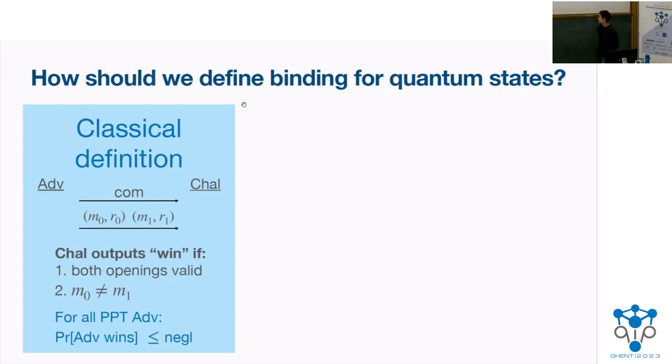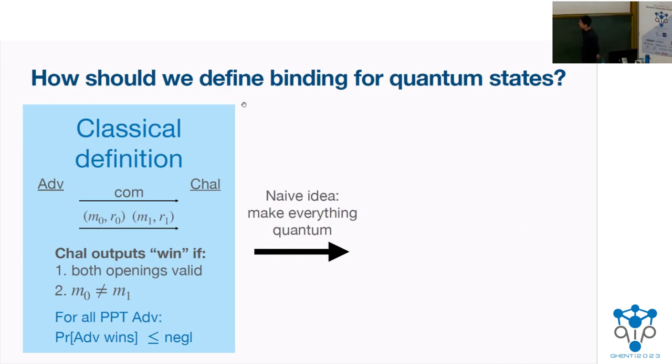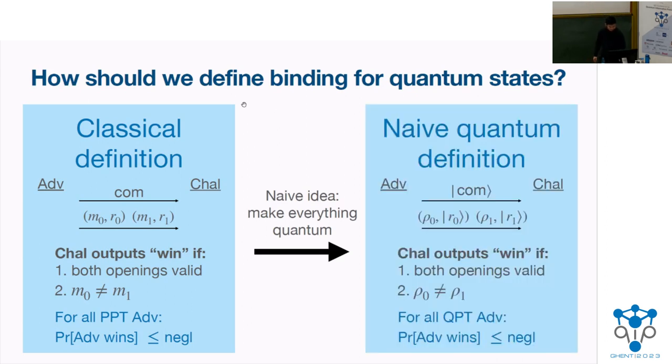Well, let's recall the classical definition. The classical definition just says that it's hard for an adversary to send a commitment and then send two openings to two different messages later. Okay, so what happens if we just make things quantum? What happens if we change the message to a quantum message? So instead of M0 and M1, we change it to Rho0 and Rho1. And okay, we might expect that the commitment might be quantum now, and the opening might be quantum, and well, the adversary should definitely be quantum. So let's just write that definition down.